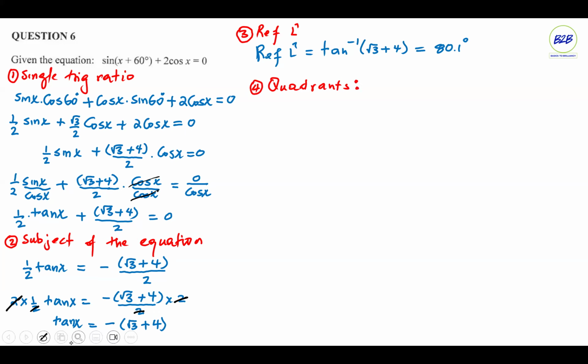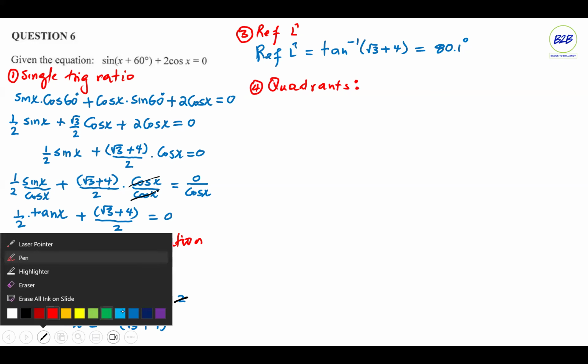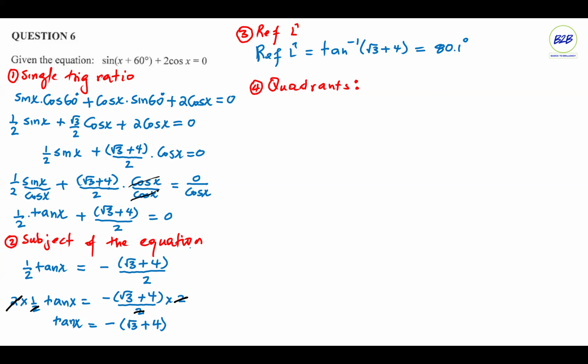Very easy. We come to this tan x equal to negative root 3 plus 4, we see that is negative. And tan is negative on which quadrants? That is your second quadrant and your fourth quadrant.